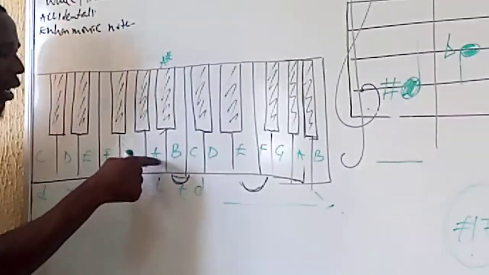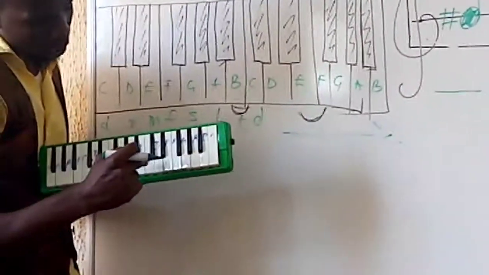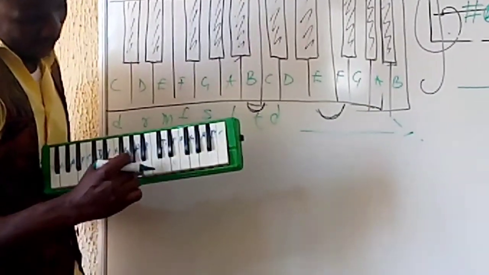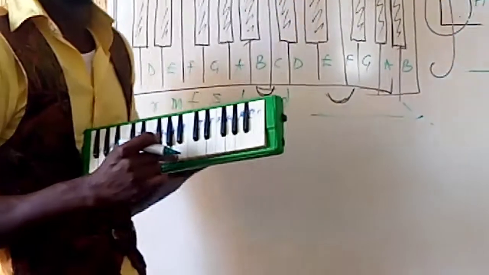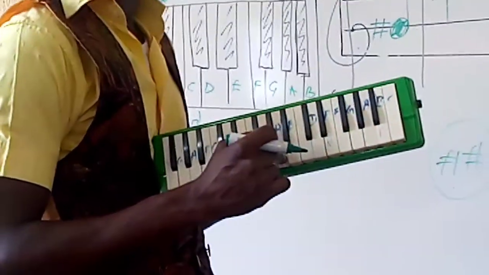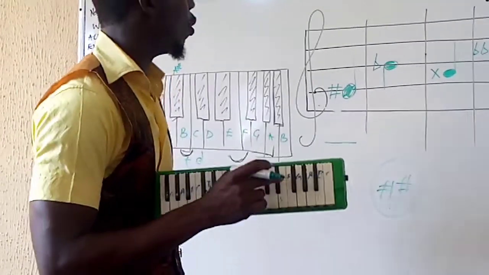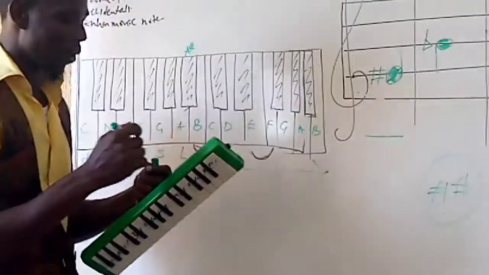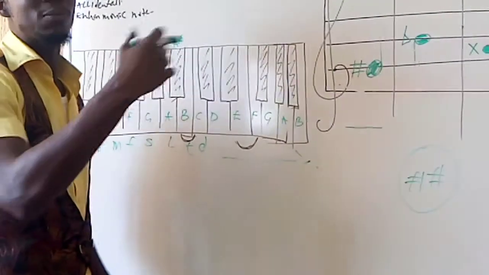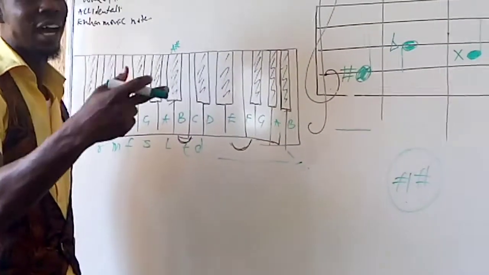That means you should play La itself. So this is A. That means you should play La itself. Because why? The natural sign is being added to it. And inside the staff, the accidentals come before the note and not after the note.